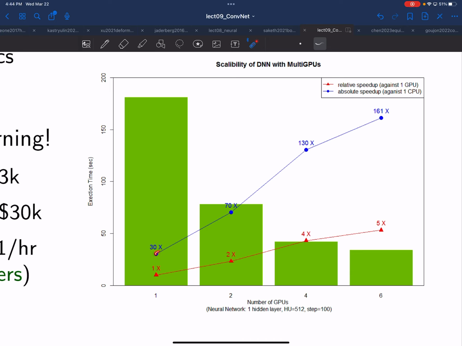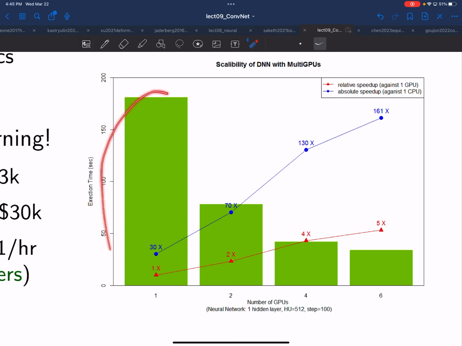Okay, let's focus on the blue curve. So the blue curve is showing the speed up against one CPU. So for this GPU, this was 30 times faster than a CPU. I think nowadays they're even faster than that. I mean, CPUs have also gotten a little bit faster, but probably not at the same rate.